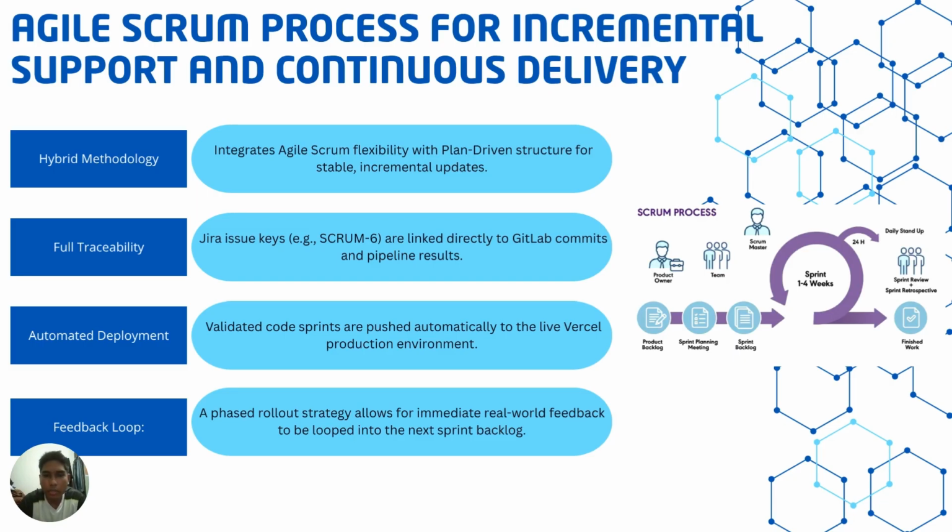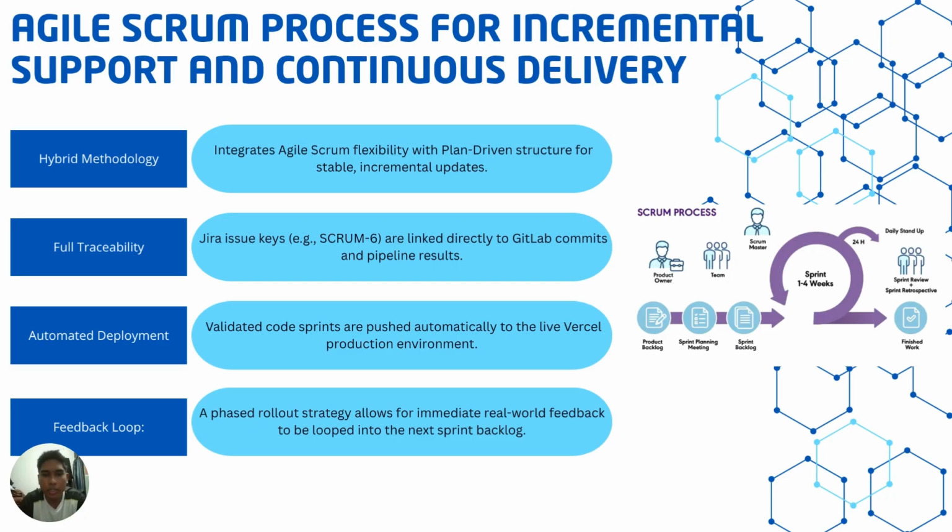Once a sprint goal is met and the code passes our automated testing, we rely on automated deployment. Our pipeline automatically pushes the validated code directly to our live virtual production environment, eliminating manual deployment errors.